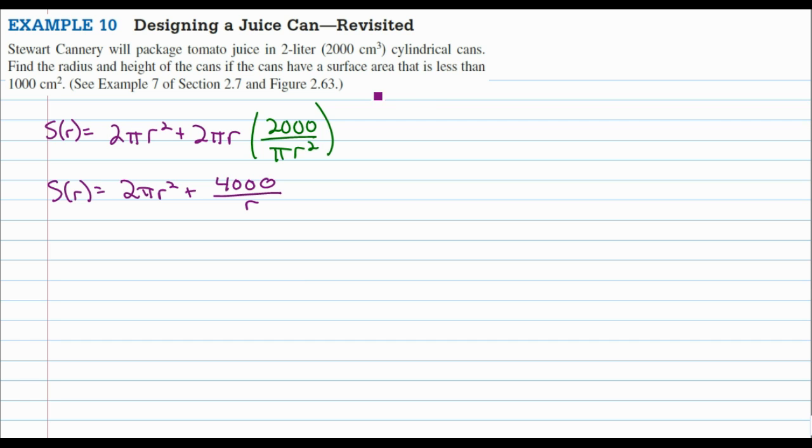And this problem says that our surface area is less than 1,000 centimeters squared. So I need 1,000, and that's going to be the biggest value. The surface area actually has to be less than 1,000. So here we have the surface area is less than 1,000, or 1,000 is greater than the actual surface area. Either one works. So we need to find the radius and height of the cans. Well, my expression for height is right there. So once I use my calculator and find the radius, I'll be able to find the height as well.